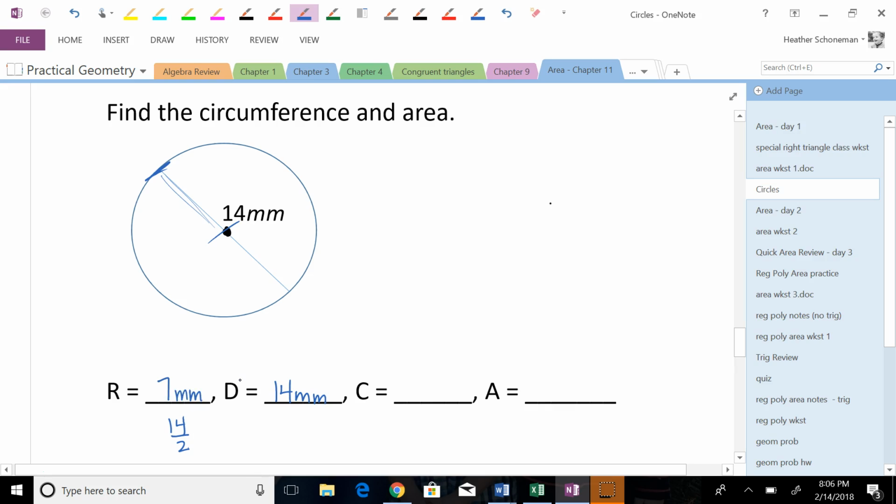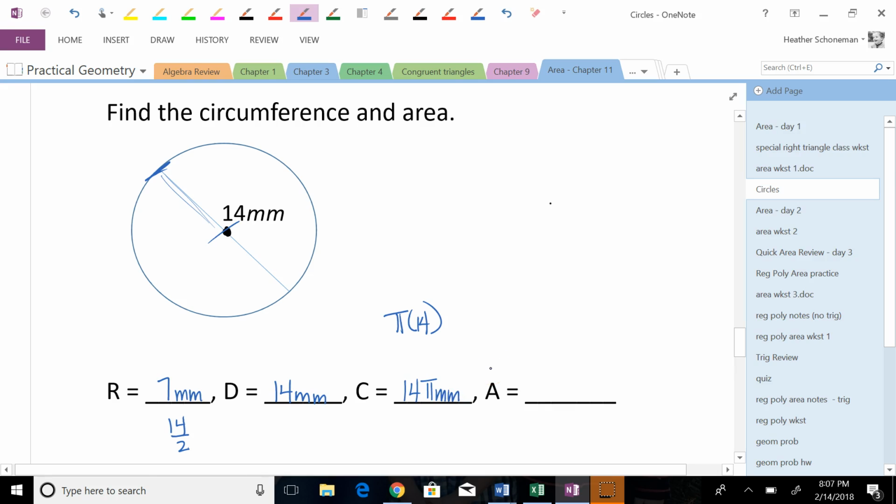All right, now we can find the circumference. There's two formulas. They're both equally as good. And for these problems, you know both the radius and the diameter, so it doesn't matter. Let's try using pi times diameter this time. So that means I'm just going to do pi times 14, which would be 14 pi millimeters.